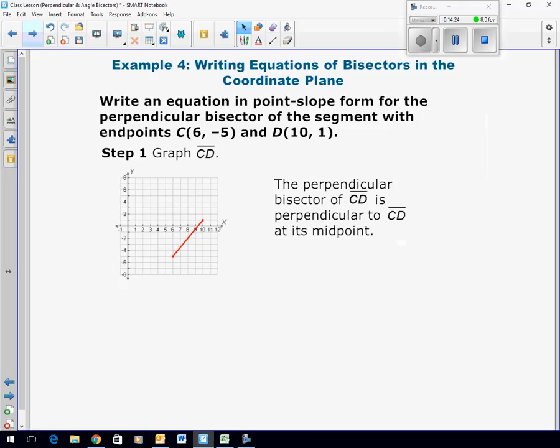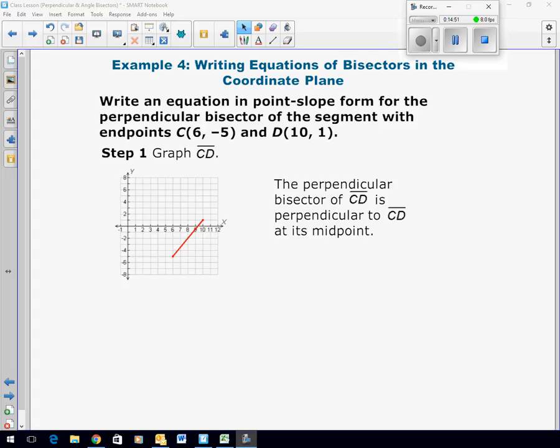All right. Let's take a 3-minute break before we get to the next part. Phil, write an equation in point-slope form for the perpendicular bisector of the segment with endpoints of 6, -5, and 10, 1.